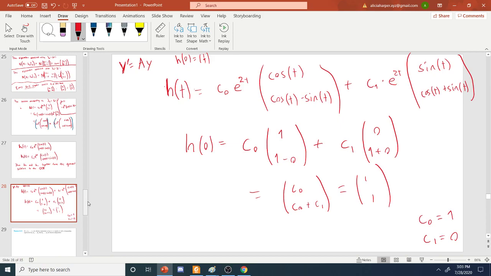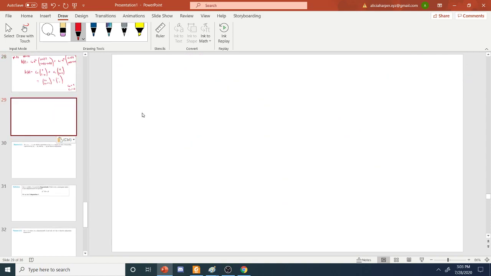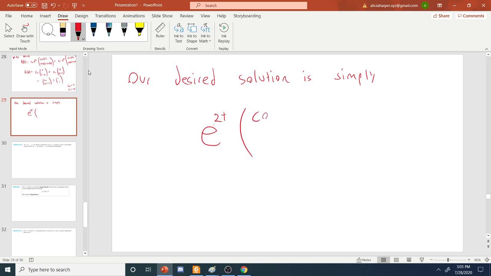So our desired solution is simply e to the 2t times cosine of t, and then cosine of t minus sine of t.